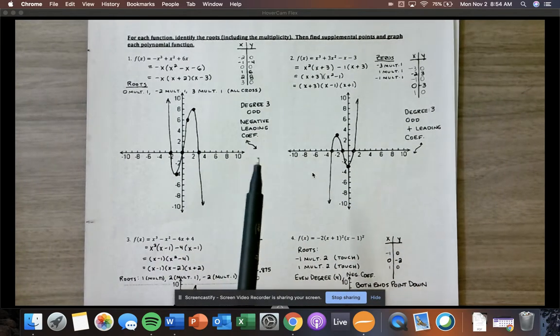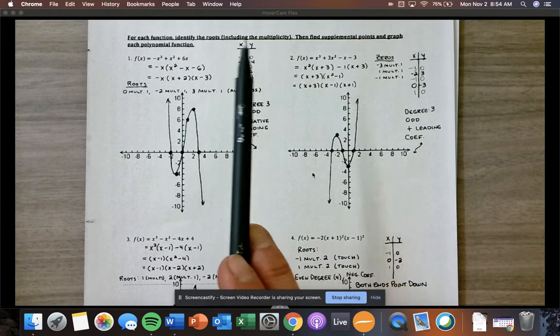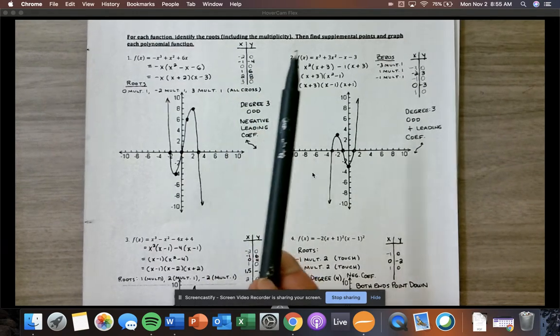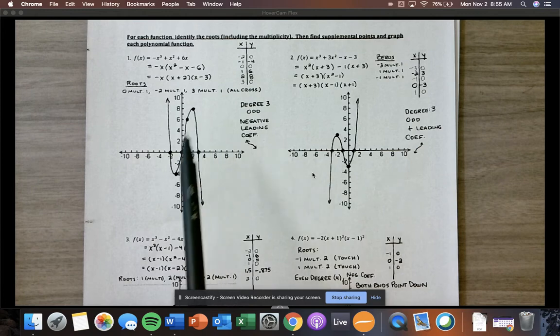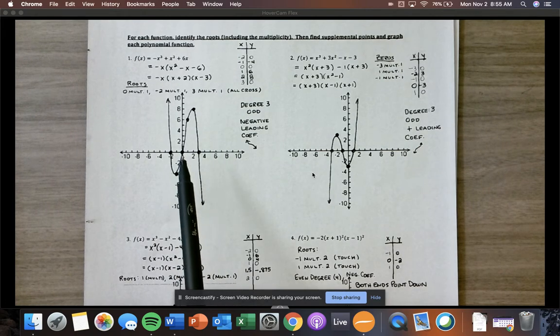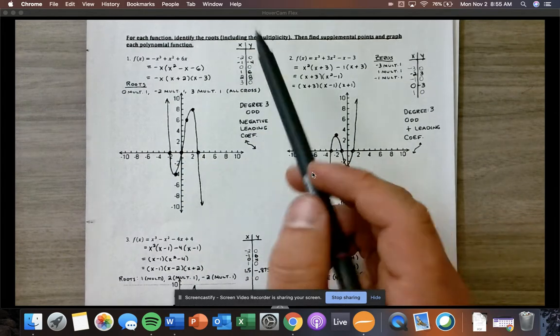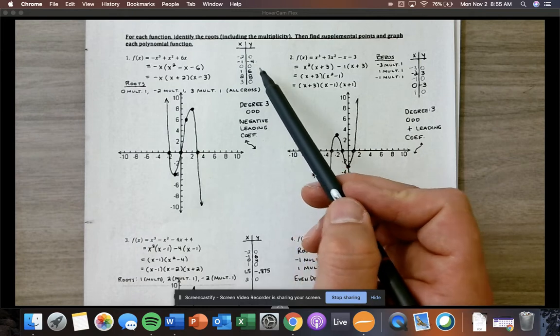Right? The last thing we need to do is find some extra points. And a big one to find is always the y-intercept, which luckily for this one, one of the roots is the y-intercept, but if it wasn't, we would definitely want to find it. So try to get one that's in between each of the points, right?